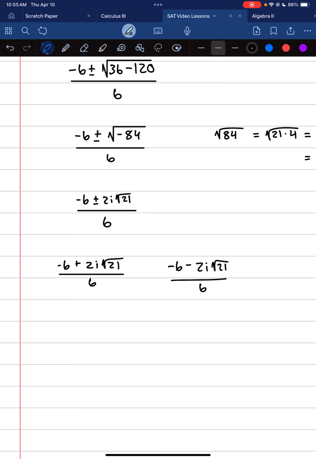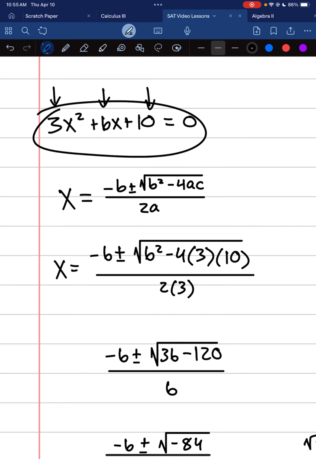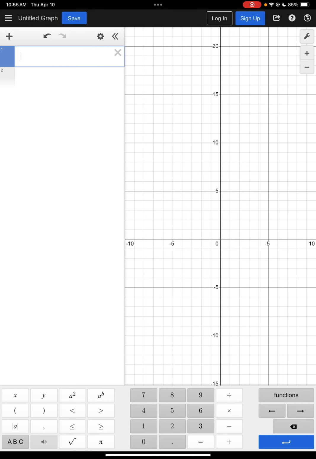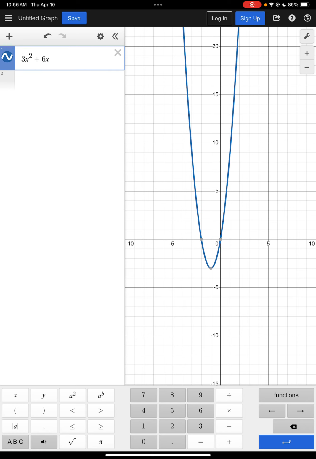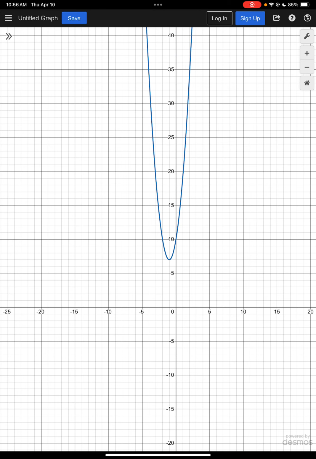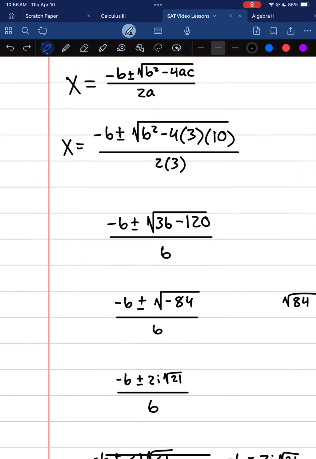And notice how in this case, our solution was actually an imaginary number or a complex number, right? So we don't always get real solutions when we solve quadratic equations. And in this case, since we have an imaginary number as our solution, that means that this quadratic equation never actually intersects the x-axis. So let's go ahead and graph that so we can test that. If we graph 3x squared plus 6x plus 10, we can see that the graph never actually intersects the x-axis. So that's why there are no real solutions for this case, and instead we have two imaginary solutions.